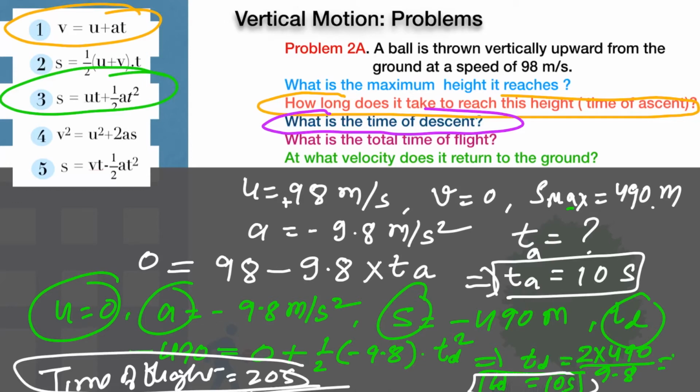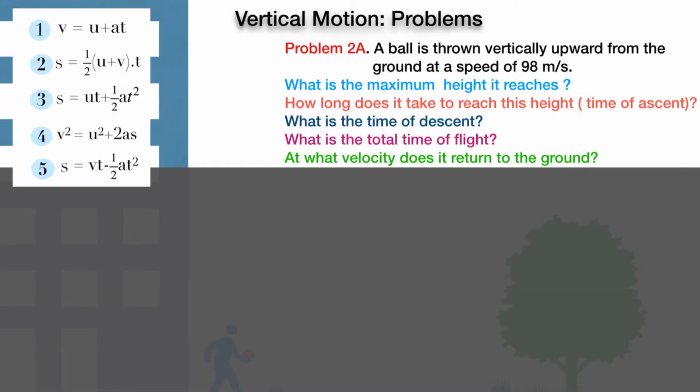Now the last part of the problem is related to what velocity it returns to the ground with. So here we will write down whatever information we already have. 98 meters per second.